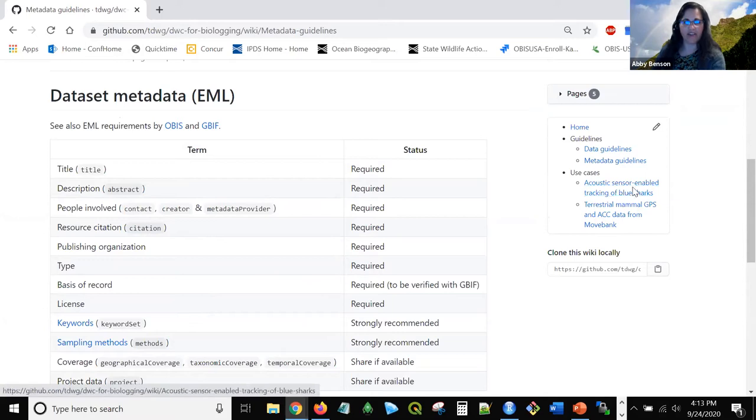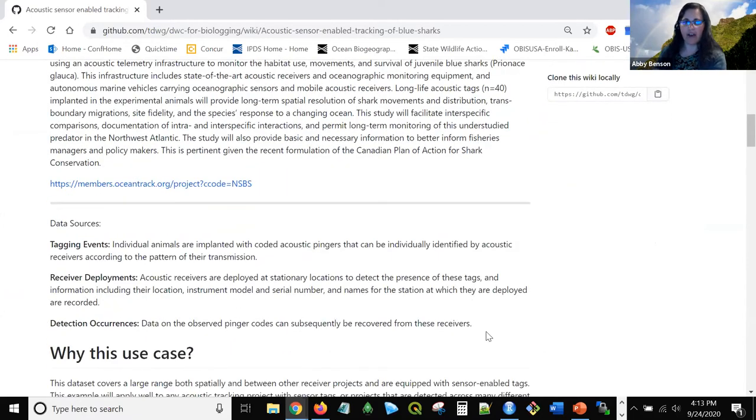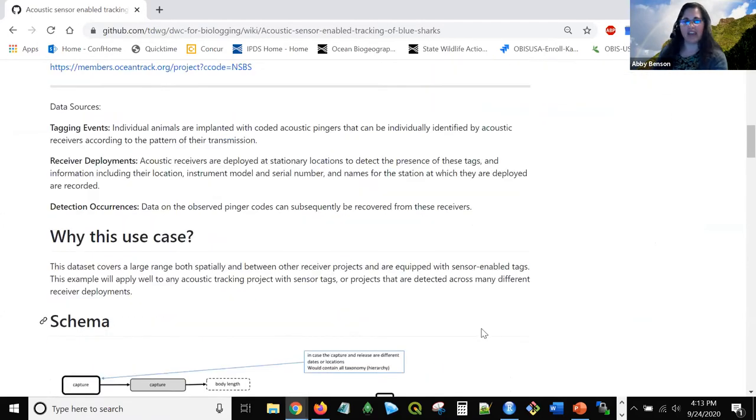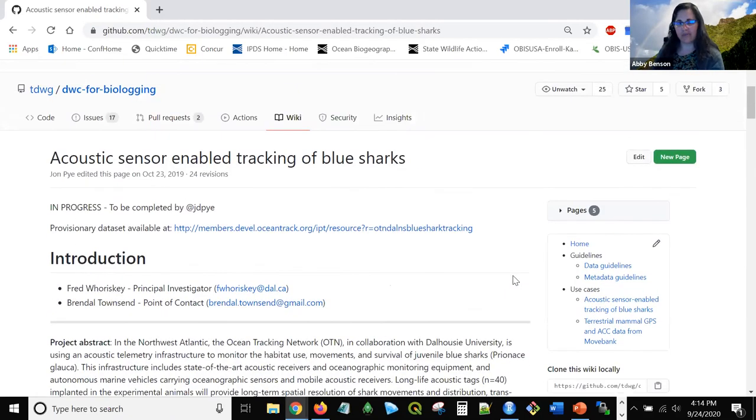But then what we also have are some use cases. I don't think we actually showed these, but here's an abstract of data that John Pye is working on, and it talks about why this use case, what we're doing with it. It shows the schema that we were thinking of working with, that I don't think we're all in agreement on, but something to think about. So it's kind of just documenting, okay, here's what we're going to do with camera trap data. Here's where we see it aligning with the standard or not aligning, and having some use cases up that people can react to.